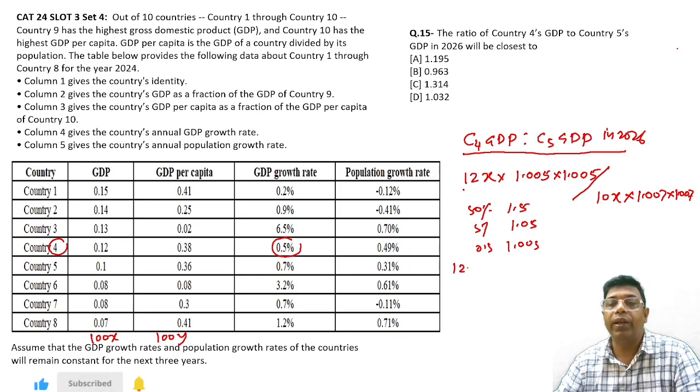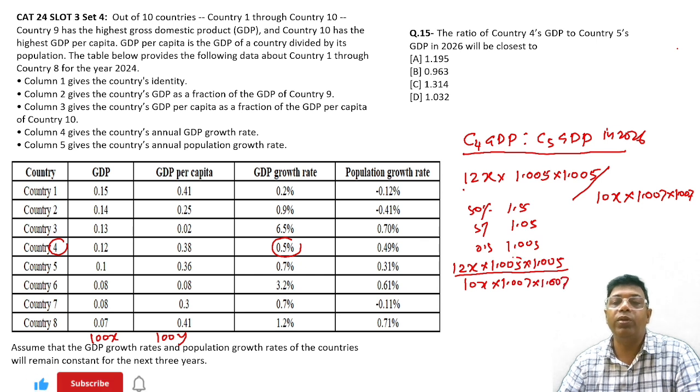That is 12x multiplied by 1.005 into 1.005 upon 10x into. Now if you observe very closely, these are very negligible values. They won't make much difference. So if you simplify this, your ratio will come approximately 1.2. Now my answer will be slightly less than 1.2 because the numerator is smaller and the denominator is bigger. So overall this value will be slightly less than 1.2.